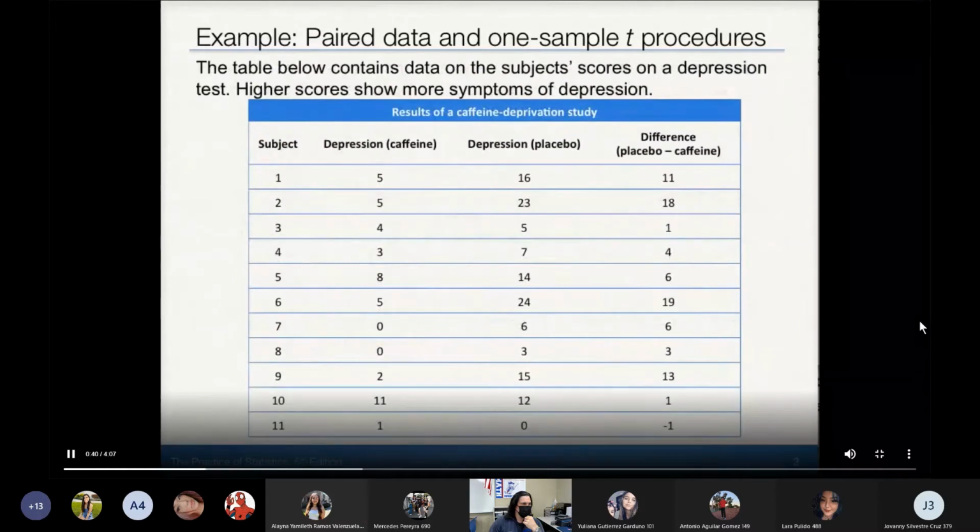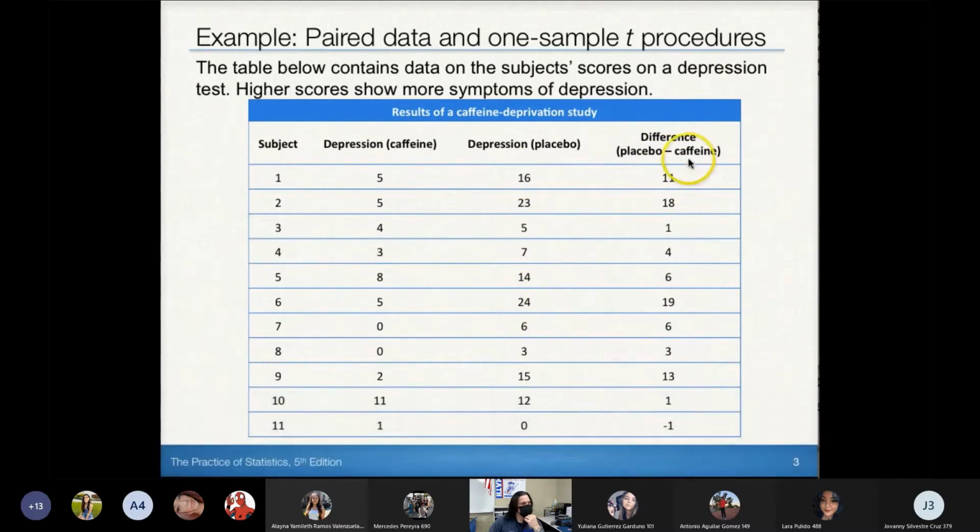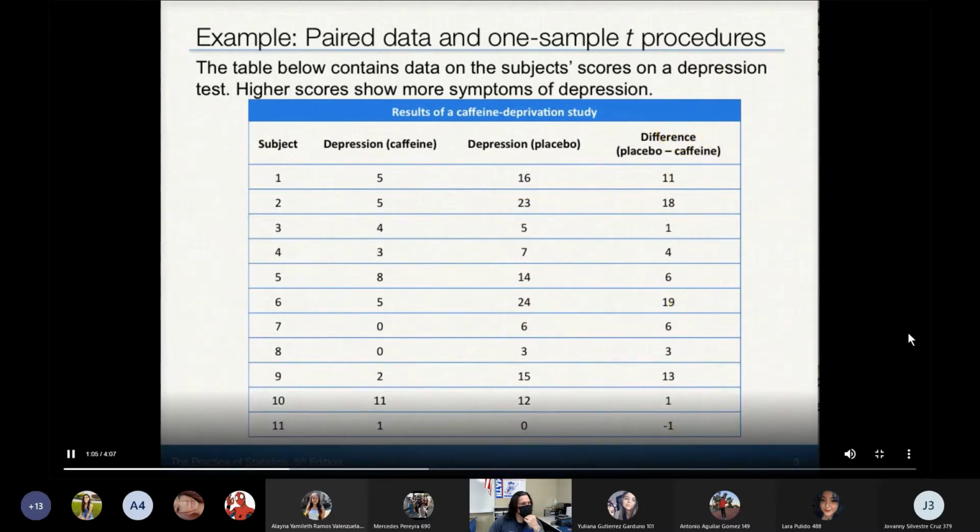Now, this table contains data on the subject scores on a depression test. Higher scores show more symptoms of depression. So we have our 11 subjects here and their depression scores on the first test. We also have our 11 subjects and their depression scores on the placebo test. And then we also have the difference between those scores. And we went placebo minus caffeine because for the most part, the placebo scores are greater than the caffeine scores, and that resulted in positive values for the most part in the difference column.